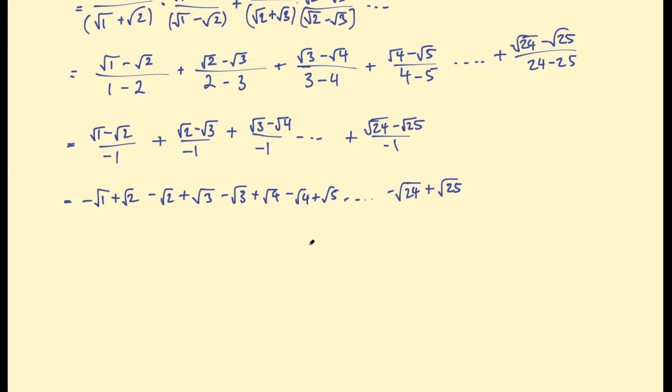And if we look at all of these terms in the middle, we're going to be able to actually cancel all of them, aren't we? So positive root 2, take root 2, they cancel. Positive root 3, take root 3, they cancel. Positive root 4, take root 4, they cancel, and so on. And everything's going to cancel except for the negative root 1 and the positive root 25.